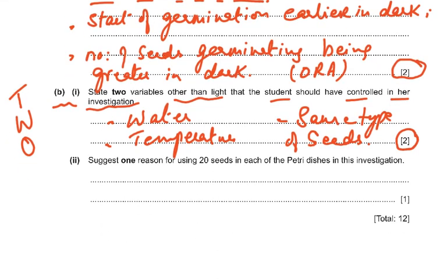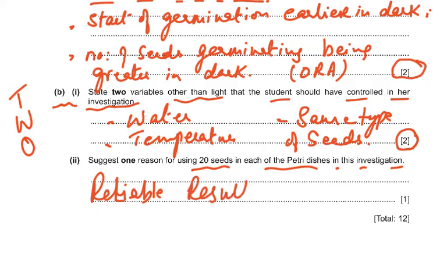Then suggest one reason for using 20 seeds in each of the petri dishes in this investigation. Why were you using 20 seeds? Well, it makes the results very reliable. If you just used 1 seed and there was something wrong with that seed, maybe the embryo was broken or maybe it had been eaten up by some fungus or some bacteria. So the results are very reliable. If only 1 seed had been used and it didn't germinate, well, but out of 10, if 9 germinated, then you know there were reliable results. And so then light is the only variable. Same number of seeds for light and dark allow a very good comparison.